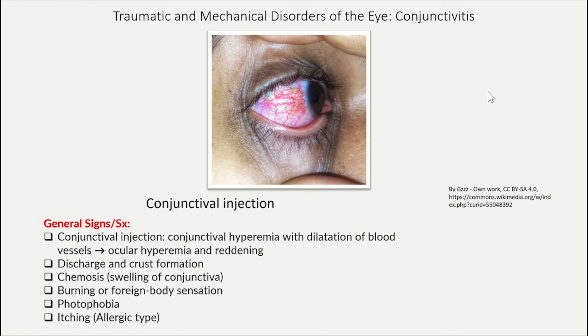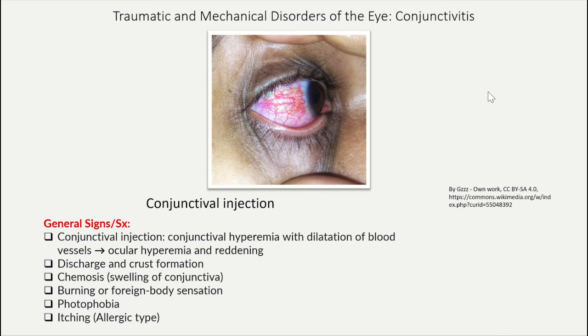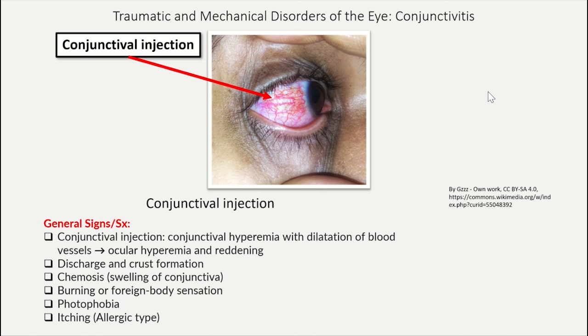Okay, you may have discharge in crust form. You may have chemosis, which is swelling of the conjunctiva. I have a picture of that in the next slide. You may have burning or foreign body sensation, some photophobia, or some itching if it's the allergic type. So that's conjunctival injection. Notice that it's also not crossing the limbus. If you had some erythema coming from this area here, then you would call that ciliary flushing. But I better have ophthalmology evaluate this.